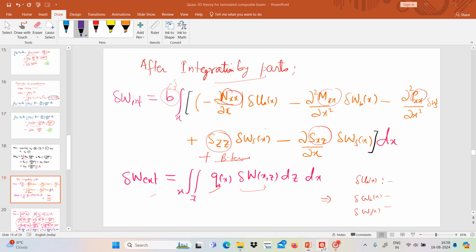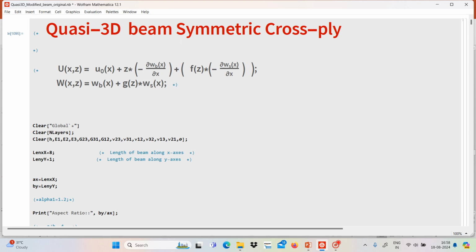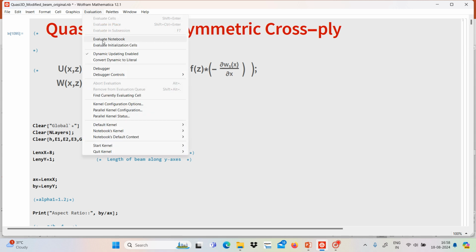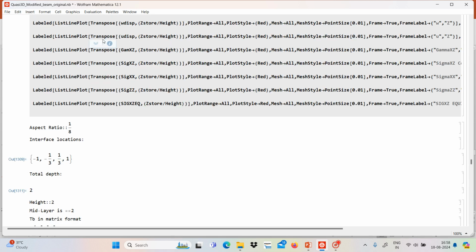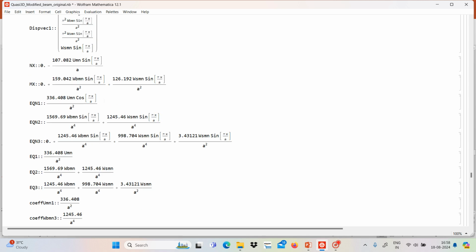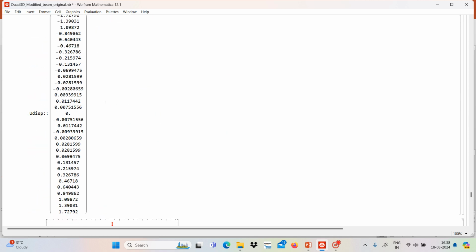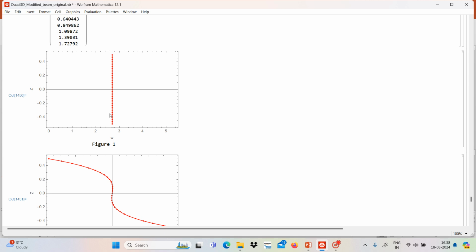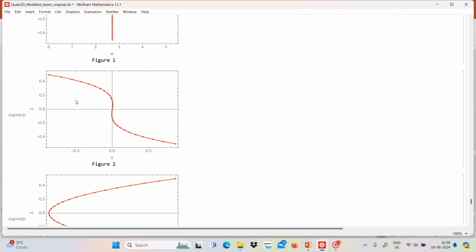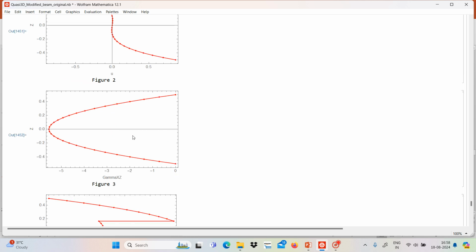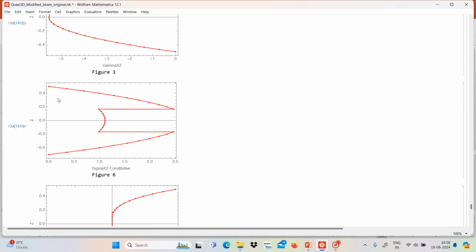Okay, so we will see the Quasi-3D beam code. If we run this code, let's see the results. We have run this in Mathematica. This is the transverse displacement w we are getting. This is the in-plane displacement u. This is the gamma xz, and this is the sigma xz from the constitutive equations, which shows the jump at the interfaces, as we know.